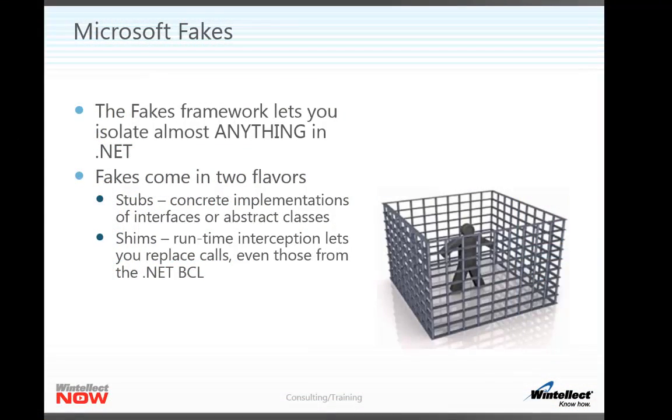The Microsoft Fakes framework lets you isolate code for better testing. There are two flavors, stubs and shims. Stubs are concrete implementations of interfaces or abstract classes that you can pass into your system under test to isolate it from real implementations. Generated at compile time, it runs fast and uses the C# language, so there's no special API to learn, and it's type compatible, ISA with the interface.